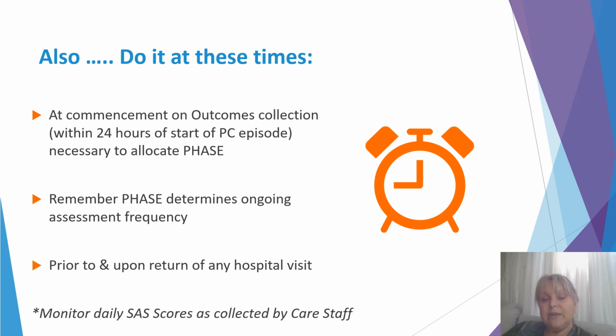In addition to the frequency of times that we've just discussed, you should also complete this when you commence the resident on the outcomes collection. So if you have been using the profile collection, and from your assessment in the profile collection, you have determined that the resident has palliative care needs and it was appropriate to commence them on the outcomes collection, at that time we say do your full clinical assessment, and that way you will be able to allocate the phase. And we know we need the phase because the phase determines the frequency of the clinical assessment.